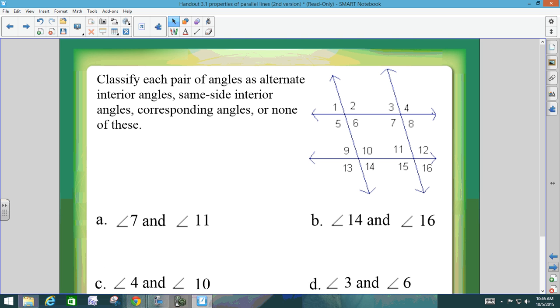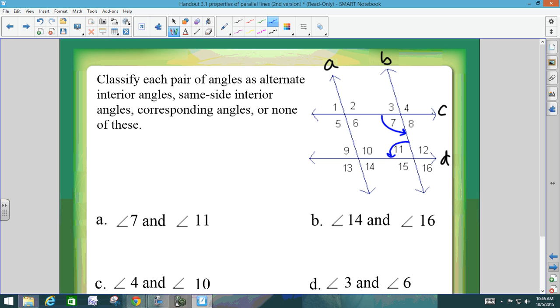Classify each pair of angles as alternate interior, same side interior, corresponding, or none. I have 4 lines in this picture. I'm going to name them. They're not named on your paper, but maybe you want to. A, B, C, and D. It just makes referring to them easier. Part A, they want us to classify angles 7 and 11. Obviously, you have to find them in the picture.